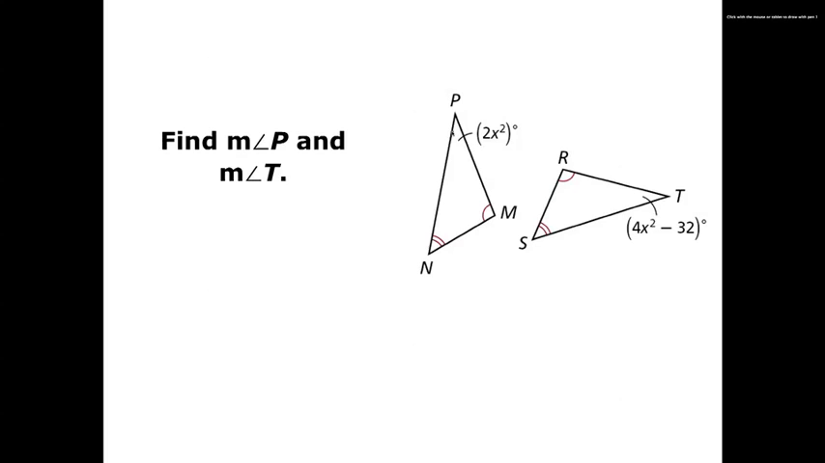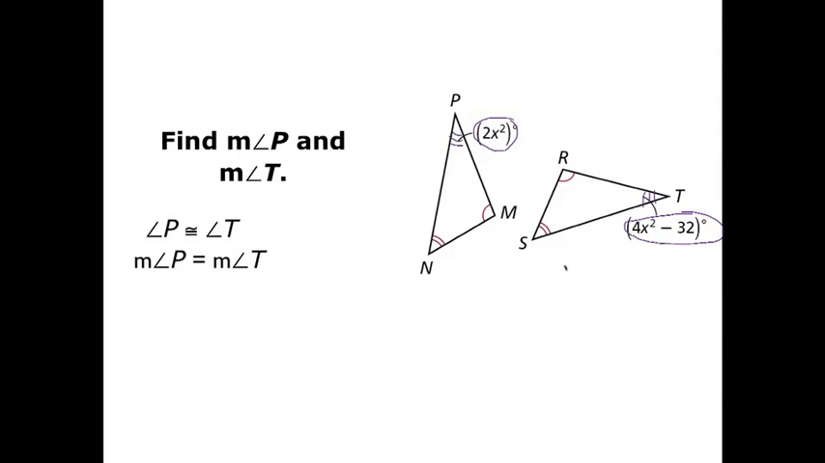That means that the third angles, which in this case are represented by angle P and angle T, have to be congruent. So I'm going to give those 3 arc marks. But those are the ones represented by the variable expressions, 2x squared and 4x squared minus 32. So I can actually set those two equal to each other, because angle P is congruent to angle T.